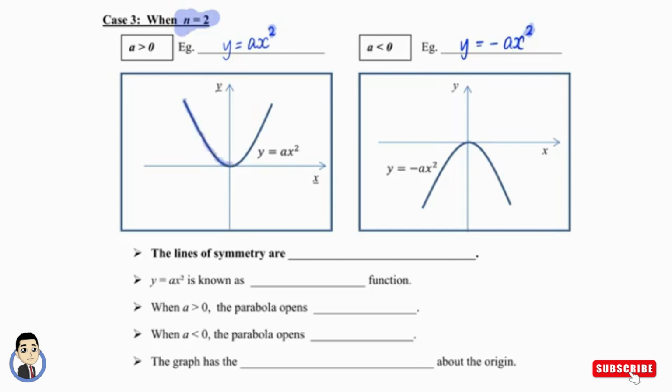It is either a U shape or an inverted U shape. Very importantly, we also know that there are lines of symmetry. In this case, the line of symmetry is the y-axis for both cases, and the equation of the y-axis is x equals 0.